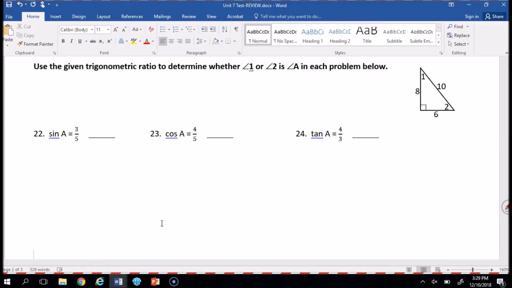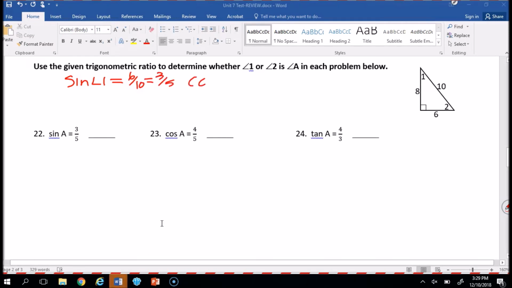Okay, for this next set of problems, it says use the given trigonometric ratio to determine whether angle 1 or 2 is A in each problem below. So what I'm going to do first is work the sine of angle 1 and the cosine of angle 1 and the tan and all that stuff. I'm going to do all of these for angle 1 first. The sine of angle 1 is equal to, sine means opposite over hypotenuse, so that would be 6 over 10, which reduces to 3/5.